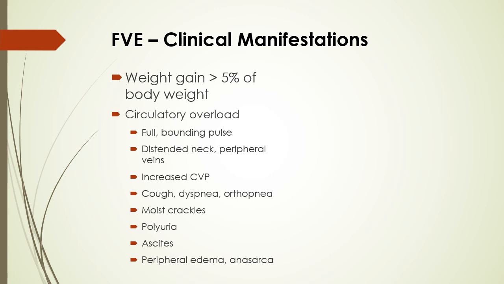All right. Also, increased central venous pressure. And remember, I talked about that earlier. When you're monitoring their fluid level, you'll need a central line in order to do that. Cough, dyspnea, and orthopnea. Again, we talked about fluid building up in the lungs, and you'll hear those crackles. Polyuria, they're trying to get rid of the fluid. You could have ascites, peripheral edema, anasarca. Decreased hematocrit and BUN. Basically, the body's watered down. The solutes in the body have not risen to compensate for the increase in fluid.